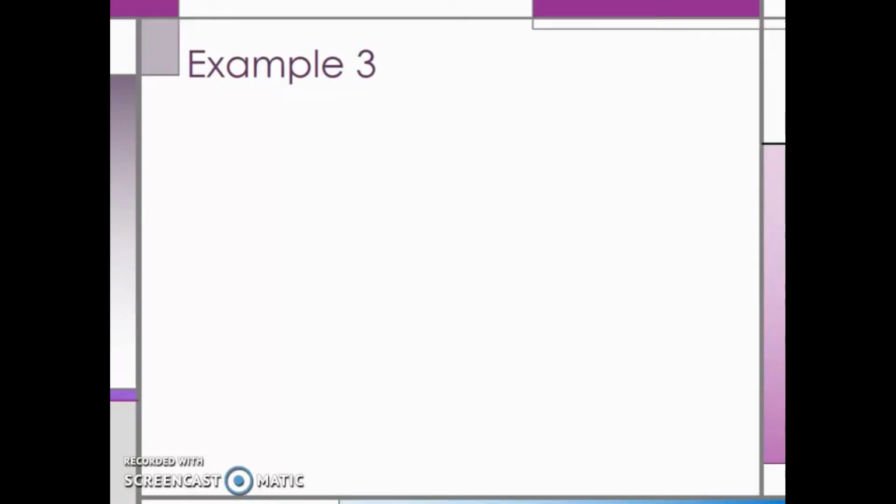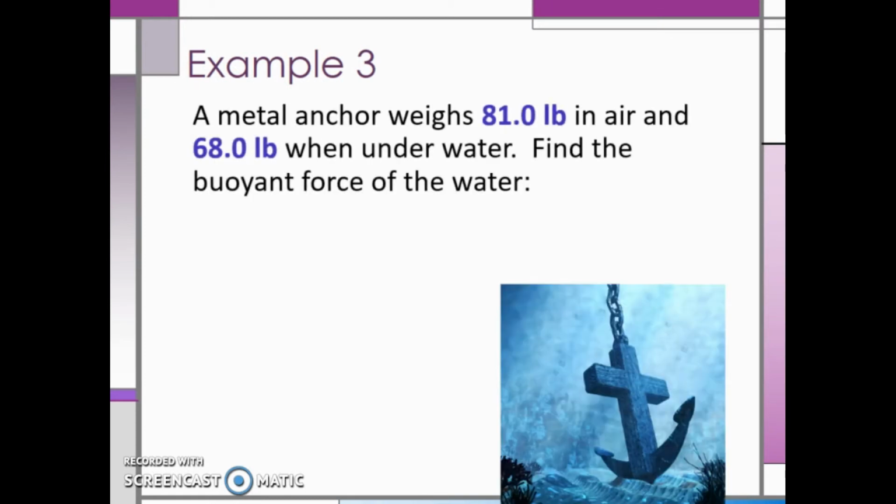In the previous video, we were introduced to Archimedes' principle. Now we will take a look at how to solve some problems using Archimedes' principle. First, we have a metal anchor that weighs 81 pounds in air and 68 pounds when underwater. We want to find the buoyant force of the water.